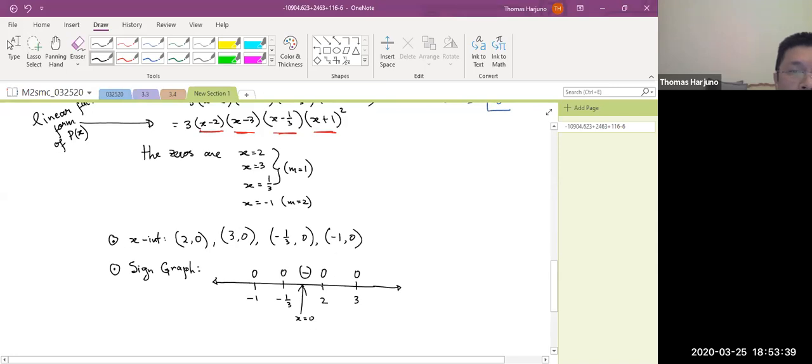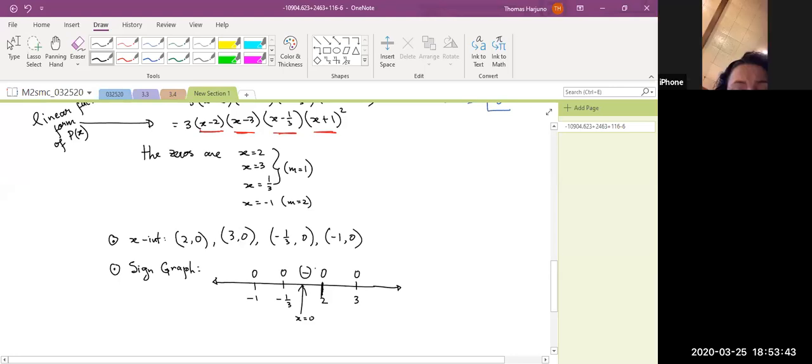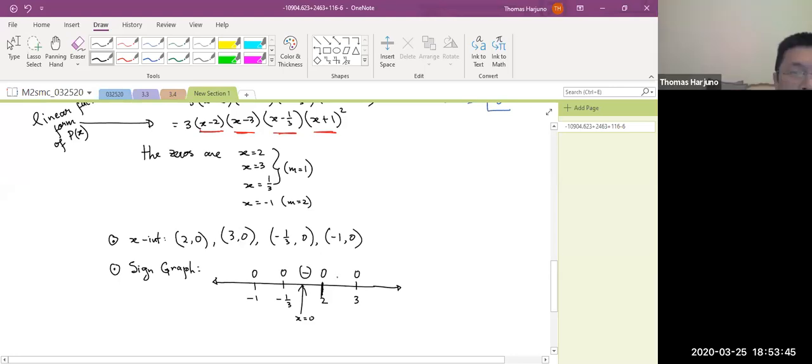What's the multiplicity of this 0? 1. So when I jump across that critical number, I will change sign. When I jump across these 3, because multiplicity is odd, I change sign again.